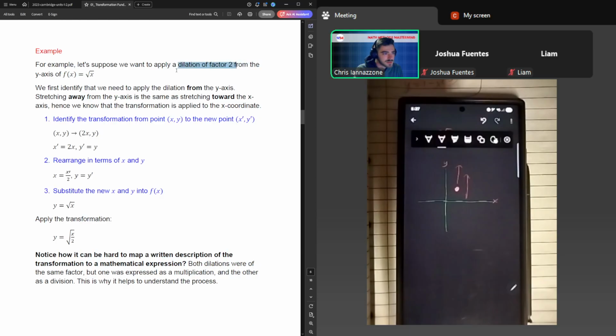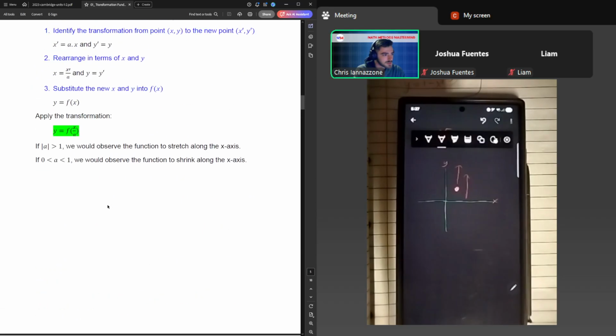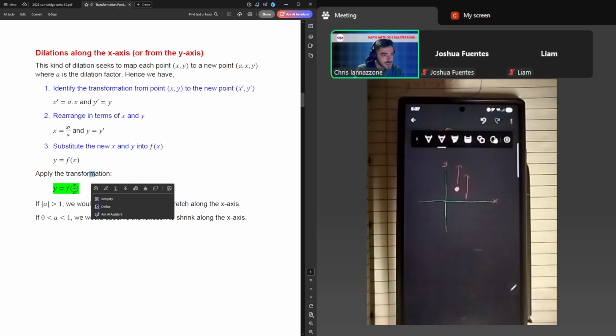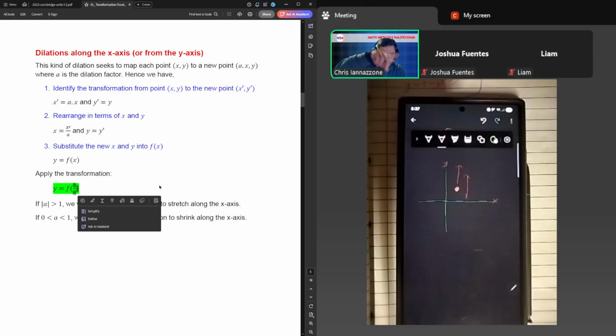Same dilate factor, this time it's from the y, so it's now affecting the x. Dilate factor is 2, so we multiply by 2. That gives us this, our x dash and our y dash. Get them in terms of x and y, which means rearranging these two, and then sub that once again back into our square root. So, fundamentally speaking, if you ever want to apply a dilate along the x or from the y, you always just take whatever's inside the brackets of your function and divide it by that factor. That's the shortcut at the end.